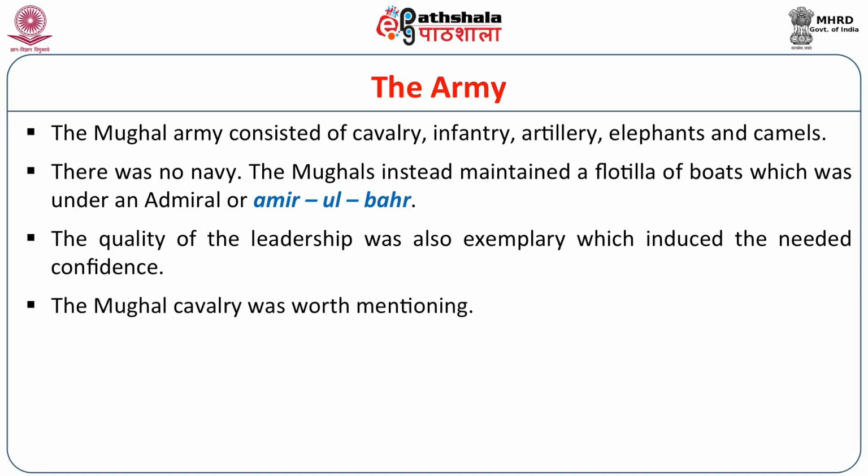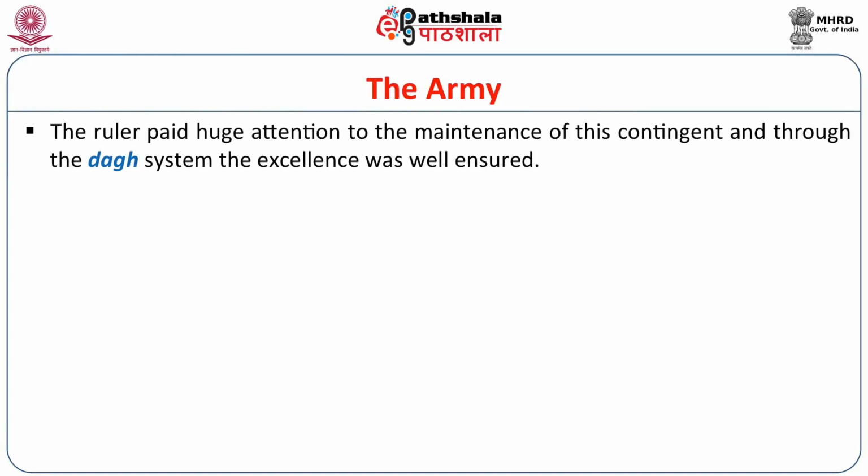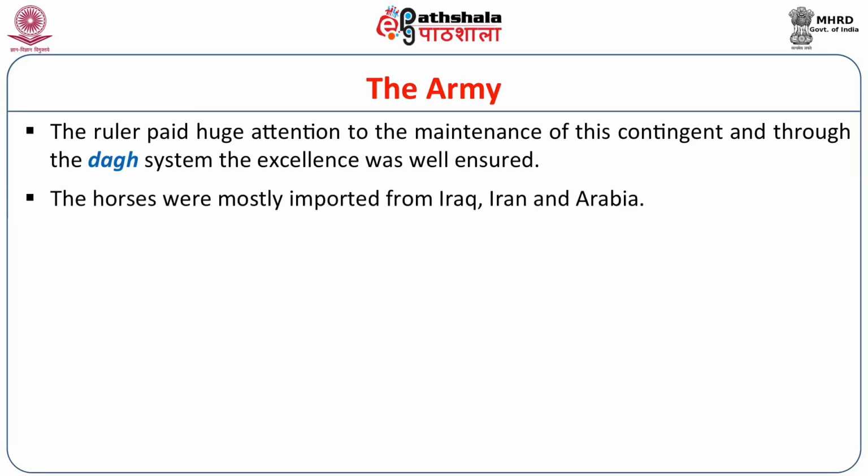The Mughal cavalry was worth mentioning, and in the contemporary world was praised not only by the travelers but even the other empires. The rulers paid huge attention to the maintenance of this contingent, and through the Dag system, the excellence was well ensured, at least during the time of the imperial Mughals. The horses were mostly imported from Iraq, Iran, and Arabia.